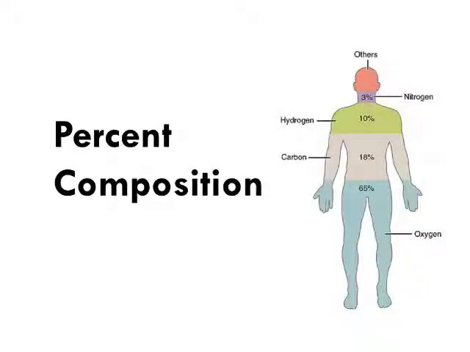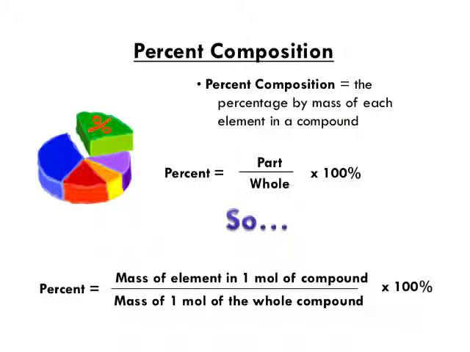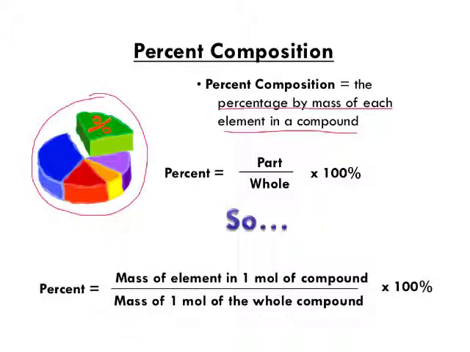So in this podcast, I want to go over how you calculate percent composition. So what is percent composition? Well, it's the percentage by mass of each element in a compound. So imagine that this sort of thing represents a compound. What percent of that compound is made up of each element?